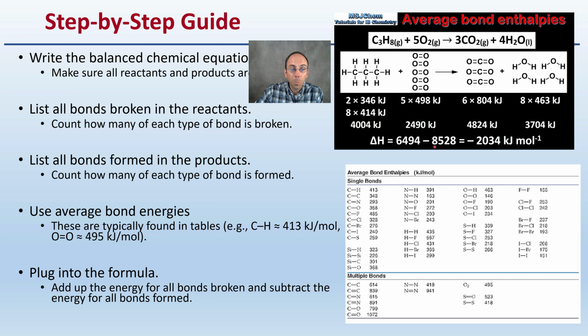We're going to use average bond energies. These are typically found in tables, as we can see located down at the bottom there. Those would be provided or given to you. You would use the average bond energies, which are typically found in tables, as you can see provided here, and you plug them into the formula.